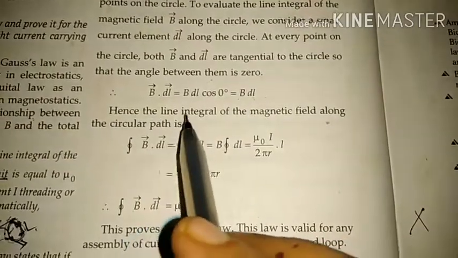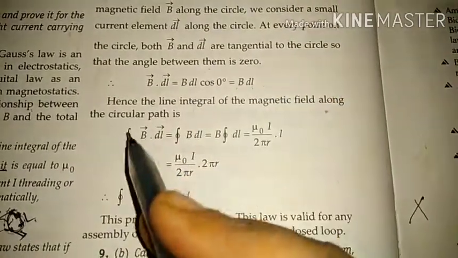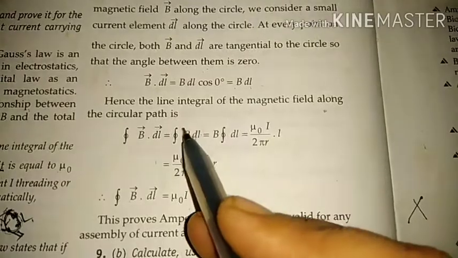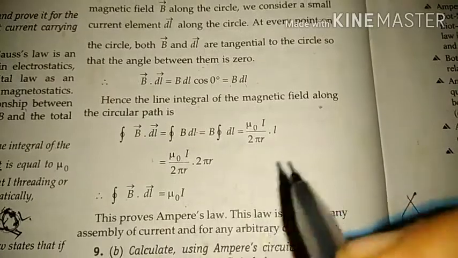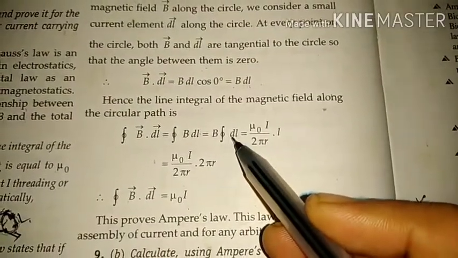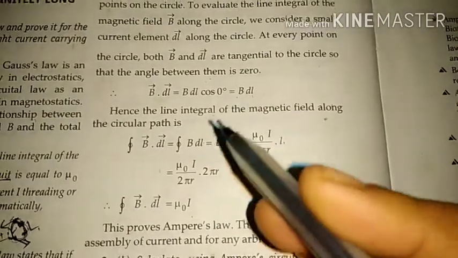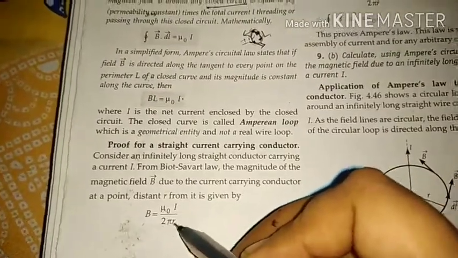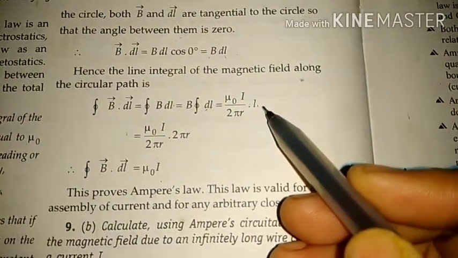Hence the line integral of the magnetic field along the circular path, integrating both sides: integral of B dl. B is a constant because the B value is the same at each and every point on the circumference of the circle. So B times closed integral of dl, and dl is nothing but L, the length of the circular loop. B value is given from here, mu 0 I by 2 pi r, so we put it over there: mu 0 I by 2 pi r into L.